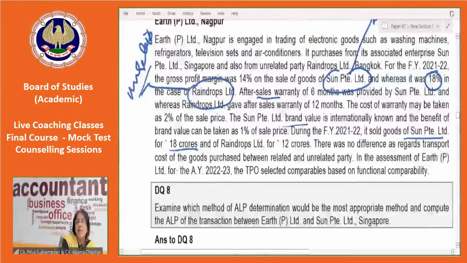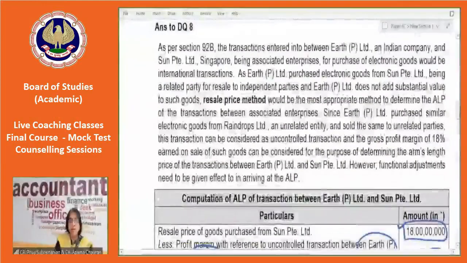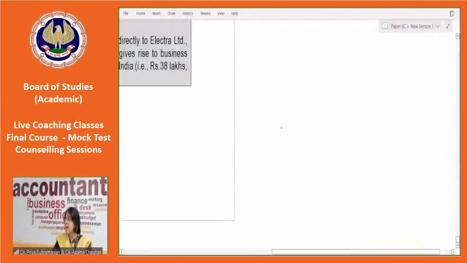See, Sun Private Limited has a brand value which is internationally known, and the benefit of the brand value can be taken as 1% of the sale price. So for the brand value, you will be paying more. You have to pay more for the brand value, and that value is also given as 1% of sale price. So that you have to add. Here the sale price is 18 crore in this case.